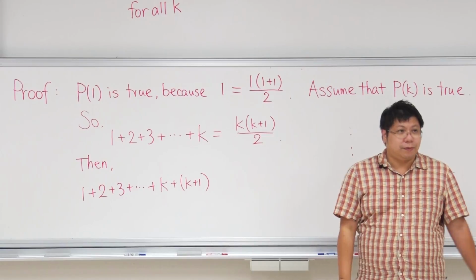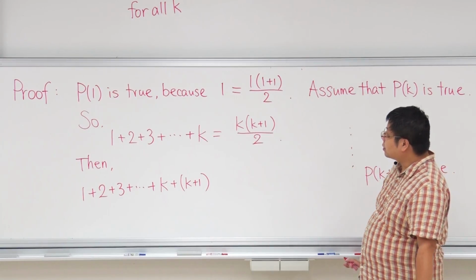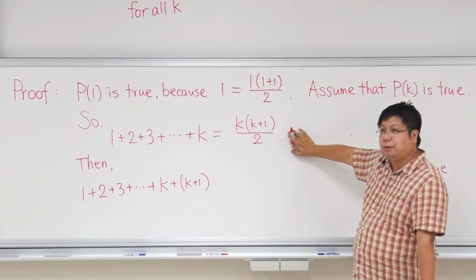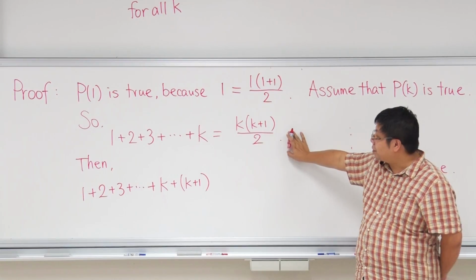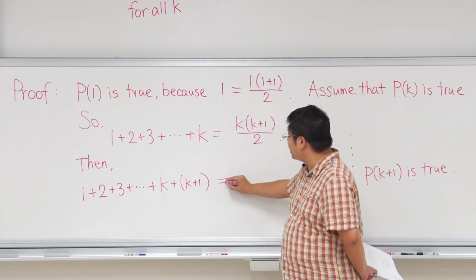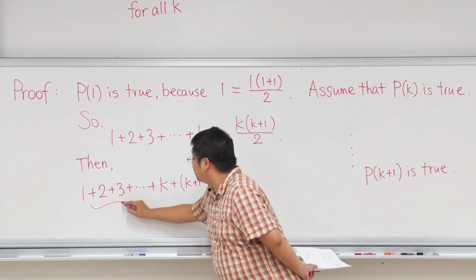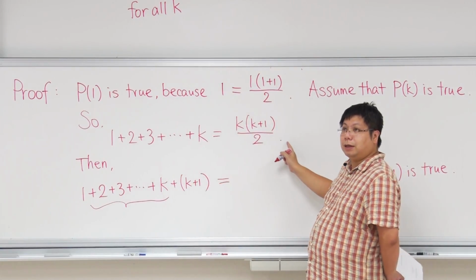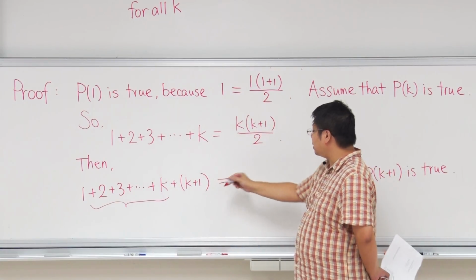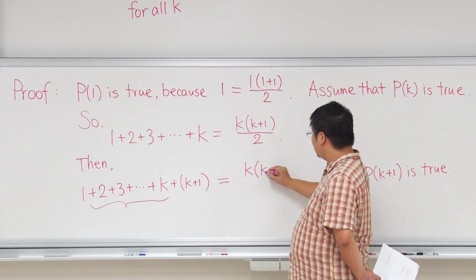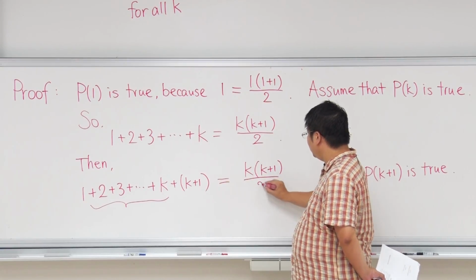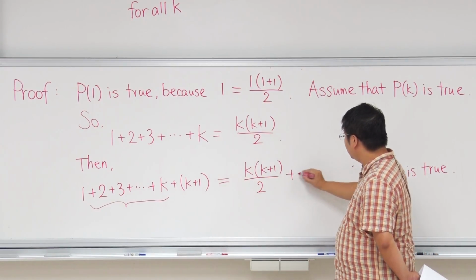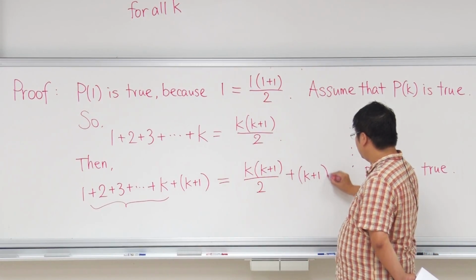We don't need to do this from scratch. This is the power of induction because we have an assumption. We assume this to be true, so we can make simplification based on this assumption. Suddenly, we can simplify this, because the first part of this one is exactly equal to the first part of this one. So under the assumption, we can replace that by k times k plus 1 over 2. Is that okay? And then plus this k plus 1.